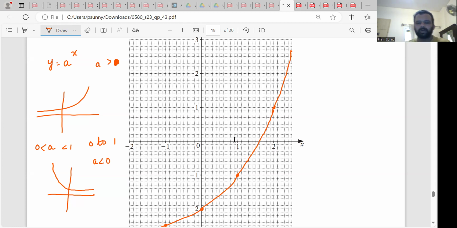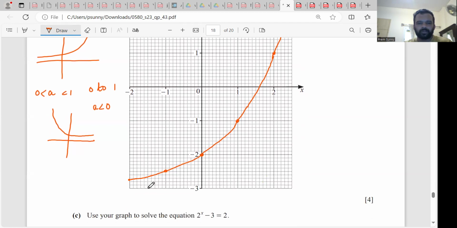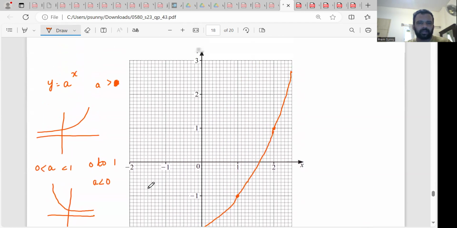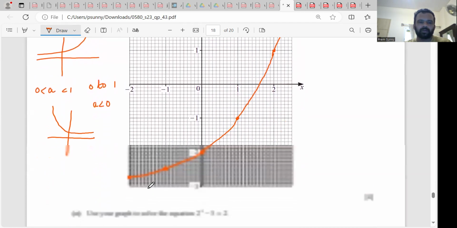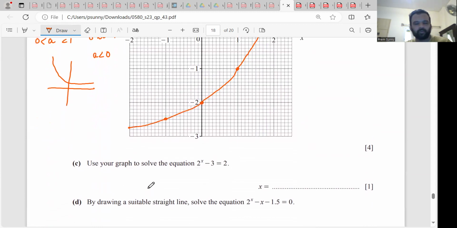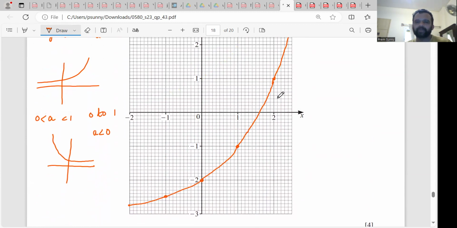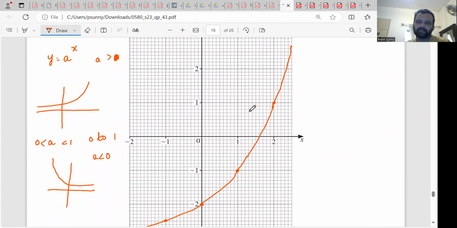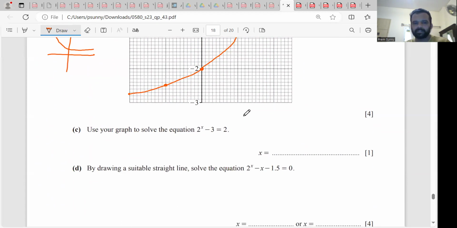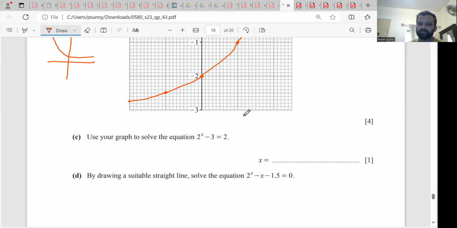So this is how our graph will look like. 2 to the power of x minus 3, I have plotted this on the grid. Now for that it's a 4-mark question. If you have joined the points correctly, if the points are correct, then you will be getting full 4 marks.